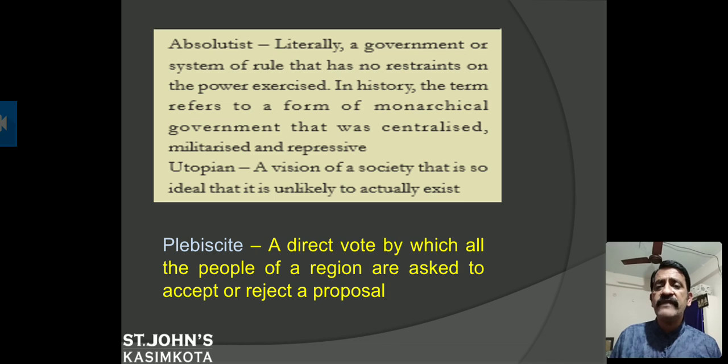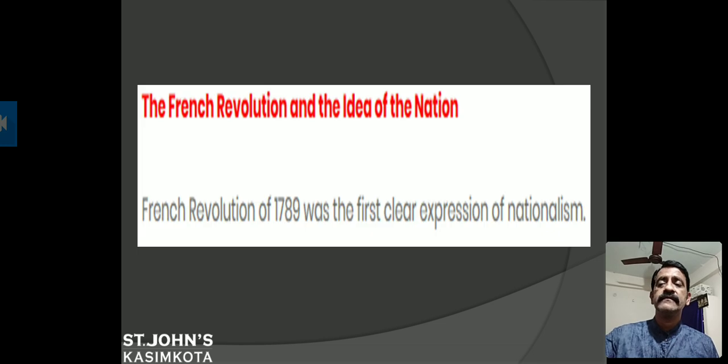Utopian: a vision of a society that is so ideal that it is unlikely to actually exist. So, what is plebiscite? A direct vote by which all the people of a region are asked to accept or reject a proposal. So, in this slide, you can see the three definitions: absolutist, utopian, and plebiscite. So, we are going to see about the French Revolution and the idea of a nation now.